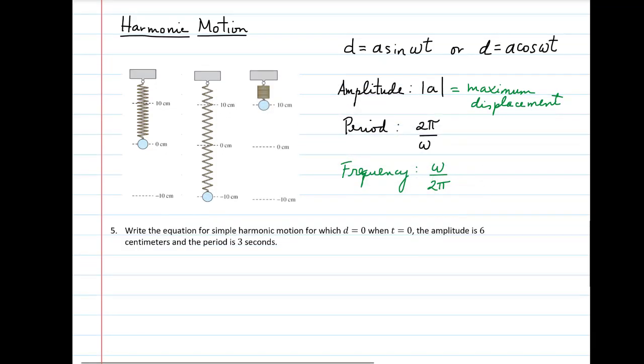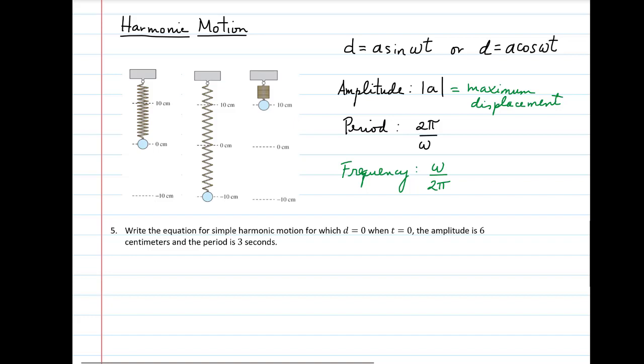Okay guys, so here's an example. We want to find the equation for simple harmonic motion for d equal to 0 when t is equal to 0. Now notice how we had 2 equations here for harmonic motion, and it's either sine or cosine for us. So how are we going to determine which one it is?